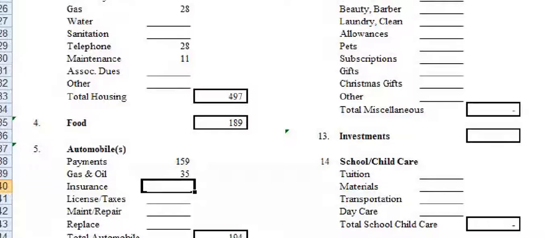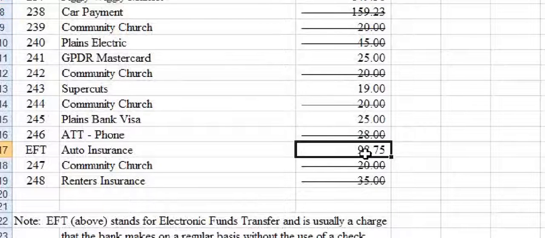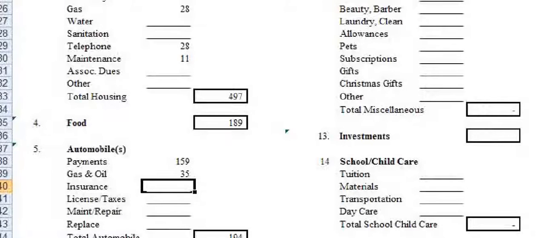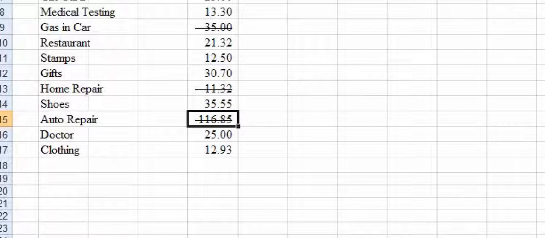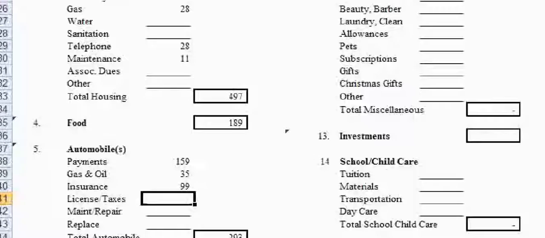and oil. Insurance is paid by check and is most of the way down the list of checks. Again, we strike out the $98.75 and enter it under the $35 on the blank form. Finally, there is a credit card charge of $116.85 for auto repair. We strike that out and enter it next to maintenance under automobile. The total box for automobile now shows $410.